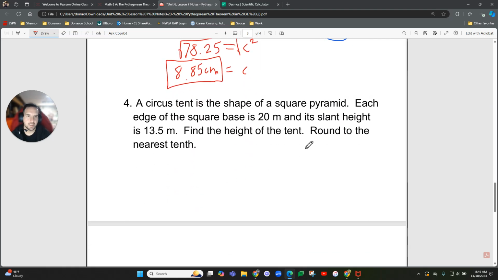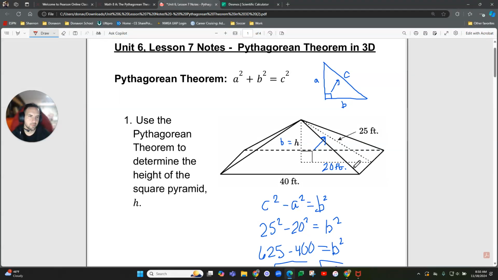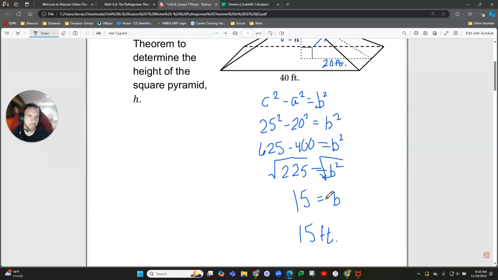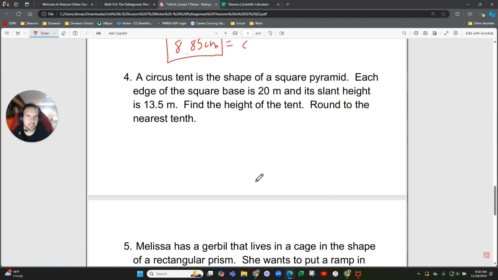All right, it says a circus tent is in the shape of a square pyramid. Okay, so that would be like what we had in question number 1. I don't know if this was a square pyramid necessarily, but it would be a pyramid like that where the base is a square. Okay, and then it says each edge of the square. All right, so I'll just kind of draw this out. I'm terrible at drawing pyramids. But all right, so it says each side is 20 of the square pyramid.